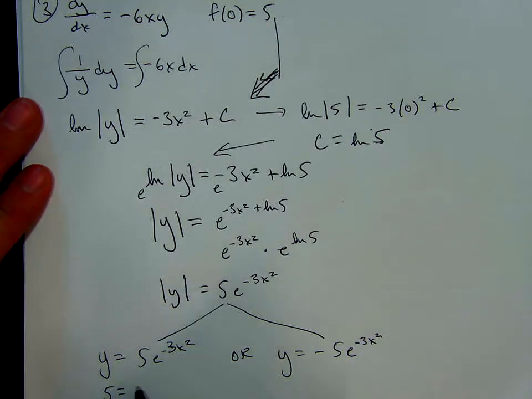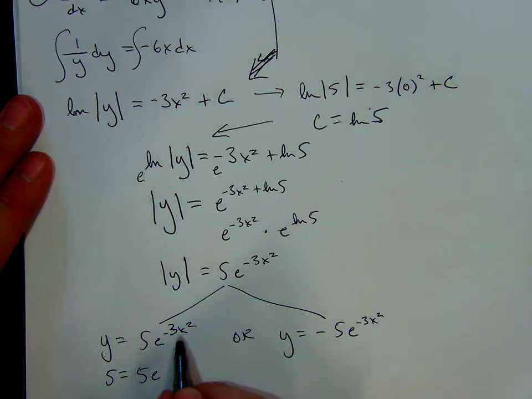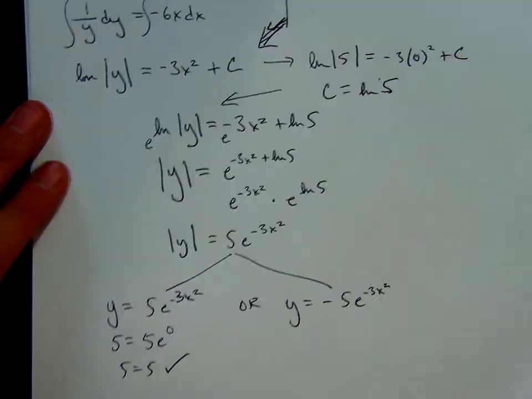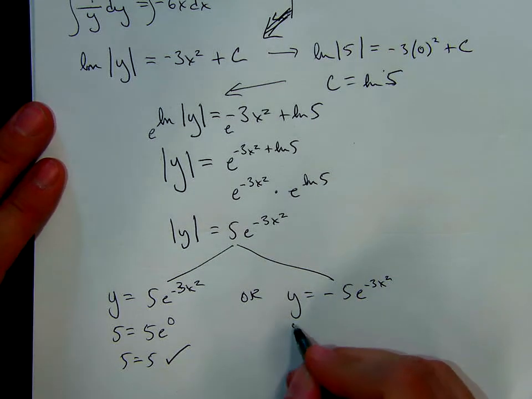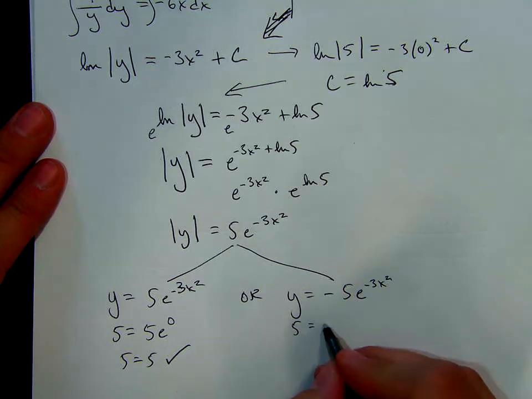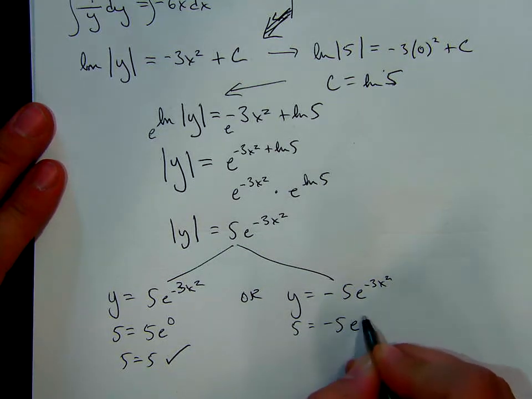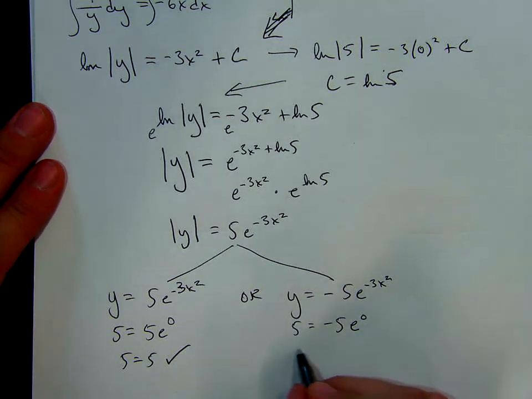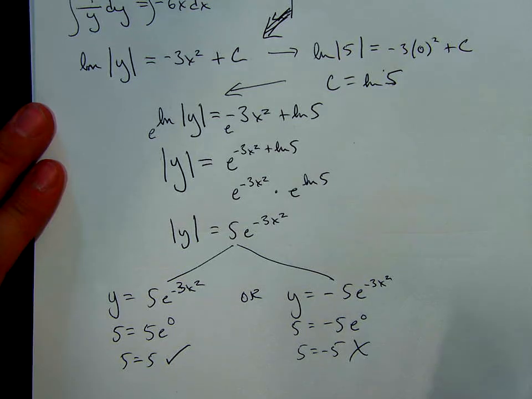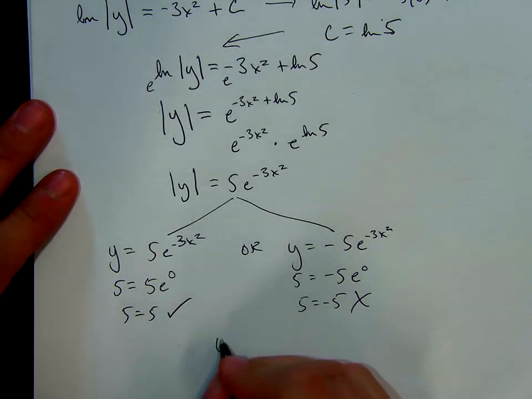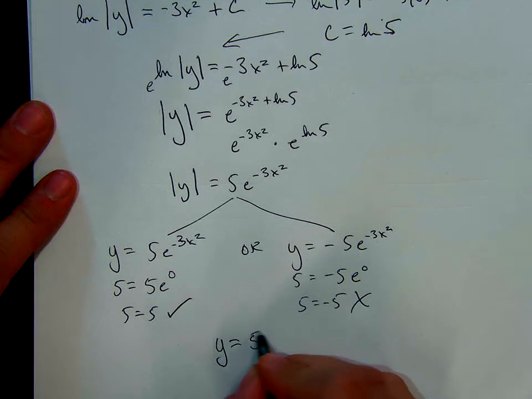So 5 equals 5 times e to the negative, and if I plug in 0 here, I'm just going to have 0. So 5 equals 5. That looks good. I'll just check the other side. If I plug it in here, I'm going to get negative 5 e to the 0. E to the 0 is 1, so 5 would equal negative 5, which is not true. So our solution is y equals positive 5 e to the negative 3x squared.